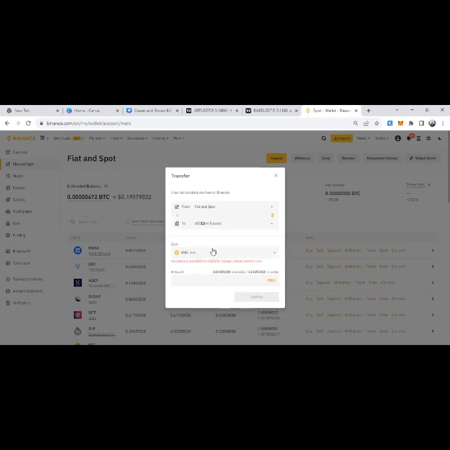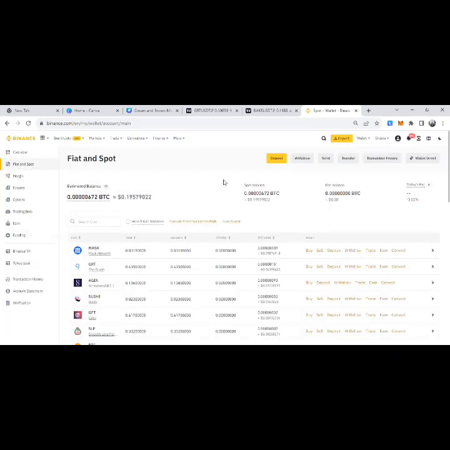So we click on USDS-M and then it's going to ask you which coin you want to transfer, or which crypto rather. You type in USDT, you want to move your USDT, and then you click on max and then you simply click on confirm and then it's going to transfer your money from the spot section to the futures section. Then you will now have money to trade futures. Are we following?